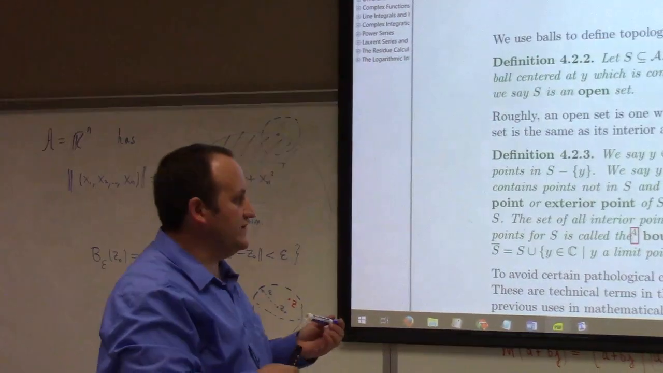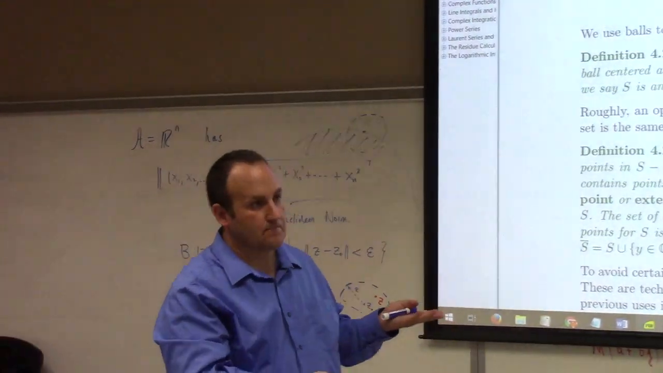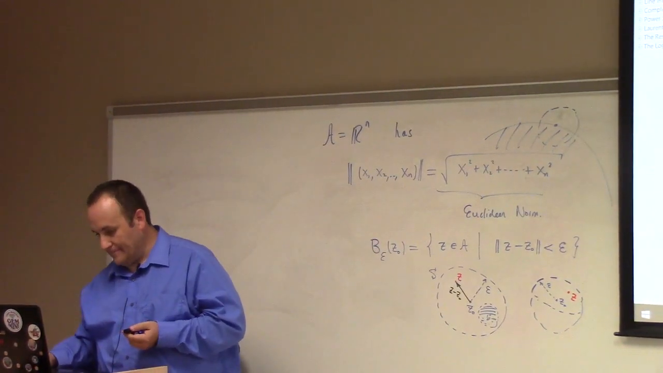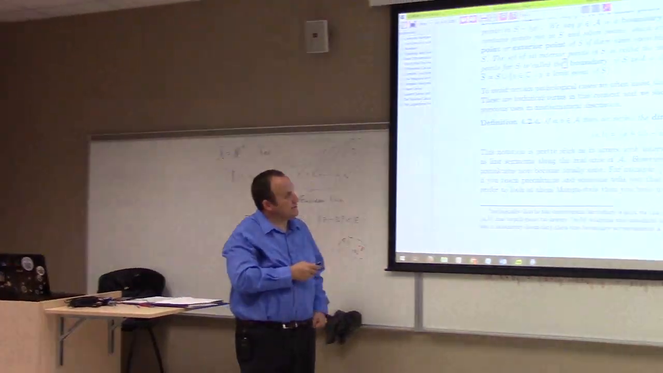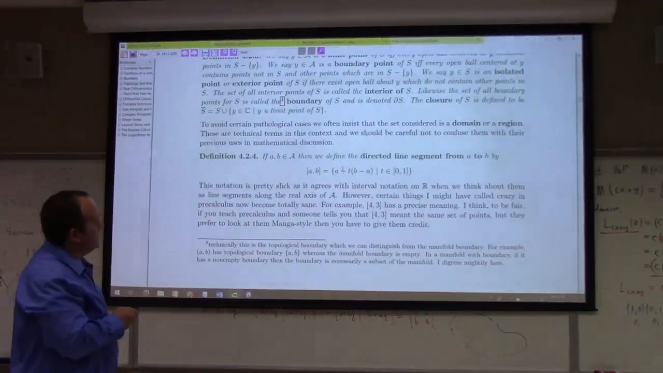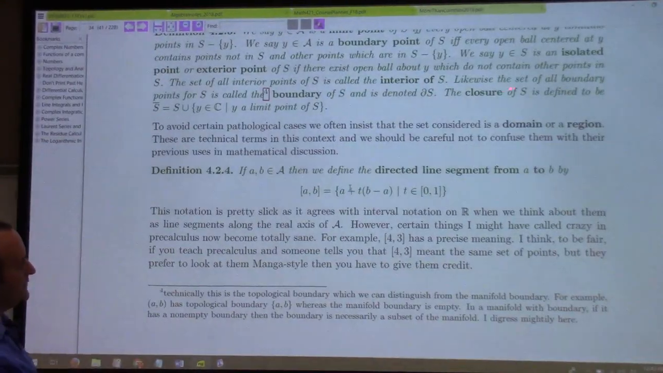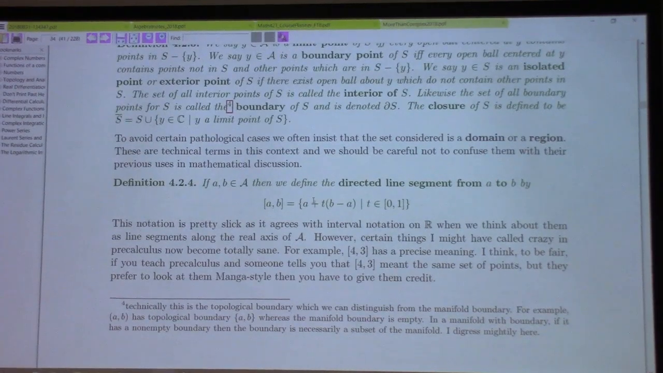So these definitions are all, for the most part, entirely geometric, all right? We also like to talk about domains and regions in this course. By the way, the set of all boundary points is denoted partial S. The closure of S is defined to be S union its boundary points, which I've said a little bit differently.